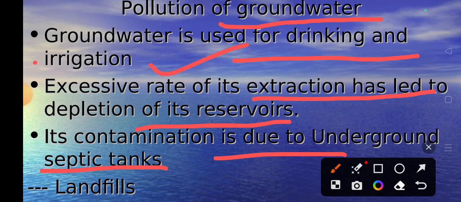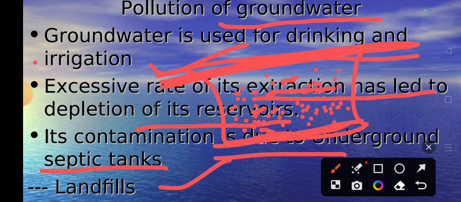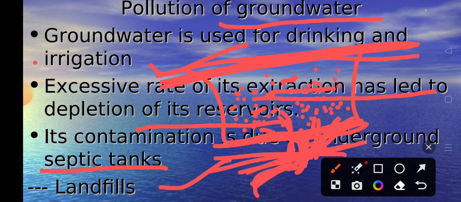By landfills also. Suppose this is a landfill below the ground. In this we are putting different types of chemical-containing waste and other sewage effluents, different types of biodegradable and non-biodegradable content. When leachate forms, when leakage from this landfill happens, it enters the groundwater and pollutes it. So contamination from landfills is also happening.